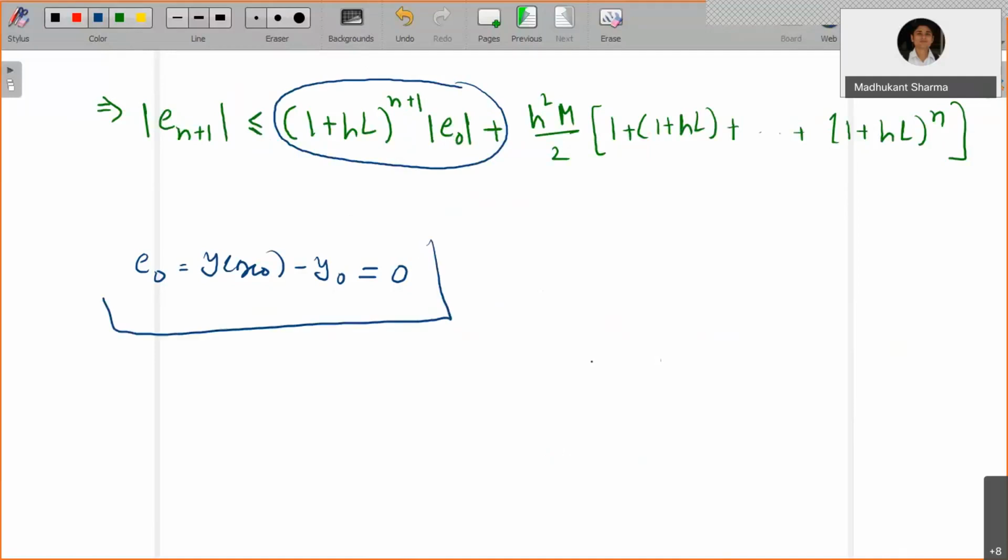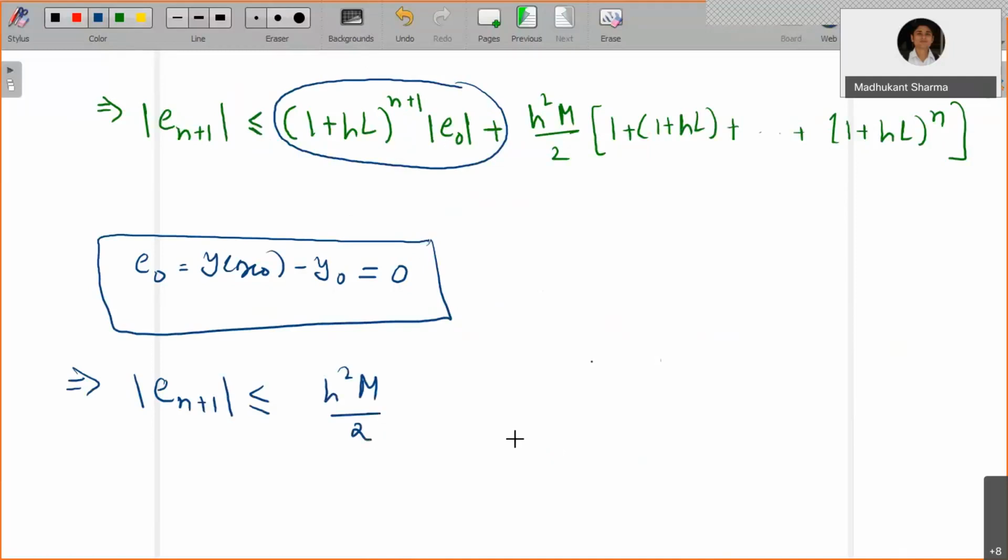Since this is there, mod of E_{n+1} is going to be less than or equal to h square M by 2 times the sum. Now look at this: this is 1 plus x plus x square and so on up to x to the power n. So this is going to be (1 plus hL) to the power n plus 1, minus 1, divided by (1 plus hL minus 1).